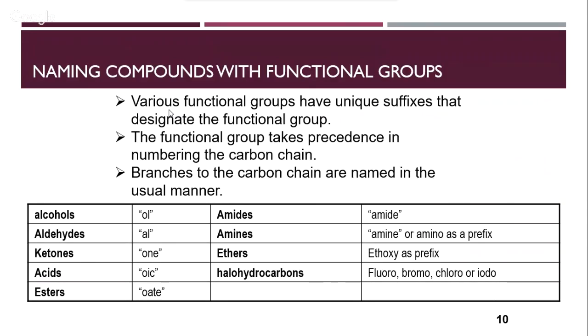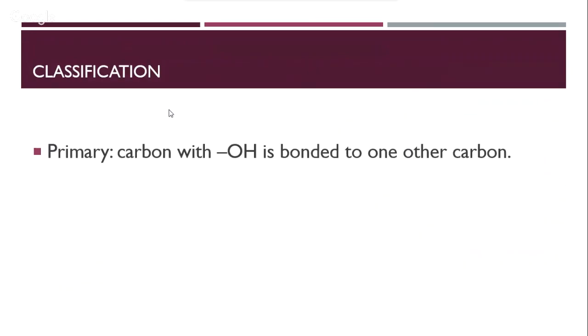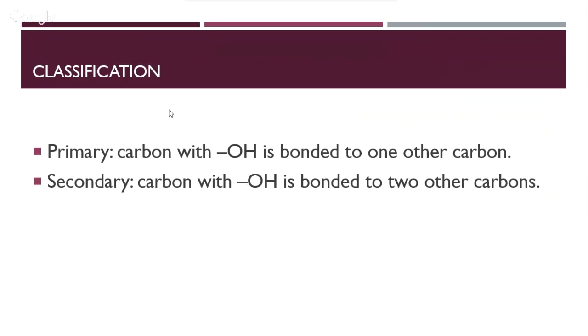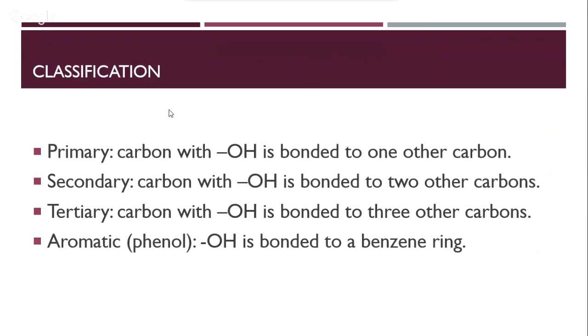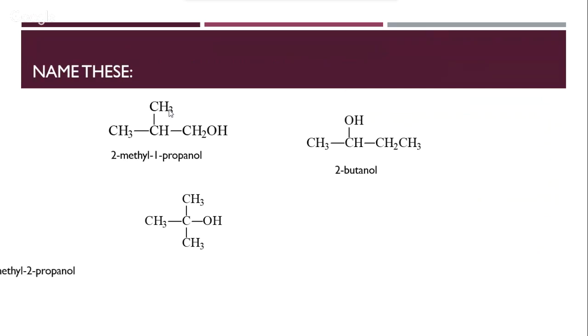All of these naming conventions, as well as functional group prefixes and suffixes, is what we saw. Now, in the end, we saw the classification of alcohols: 1 degree, 2 degree, and 3 degree. We also saw one special case, which is aromatic. How to classify them? We did a few examples on these. Then we also saw the nomenclature of a few alcohols.